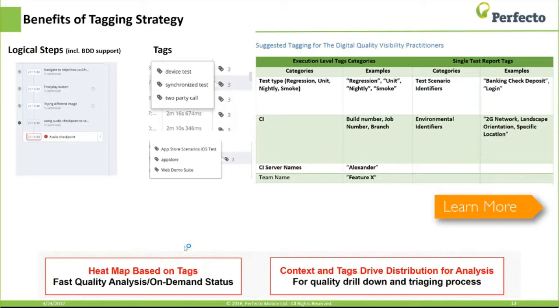In addition, once you have this heat map, the distribution for analysis across the development team, if you are tagging it by iOS builds, iOS numbers, versions, different environments, different teams, by having this heat map, you can also distribute across the different teams the different reports for fixing and further action items. So this is some of the benefits of the tagging strategy.